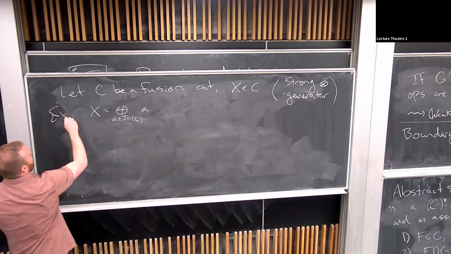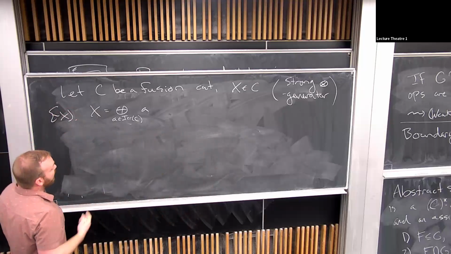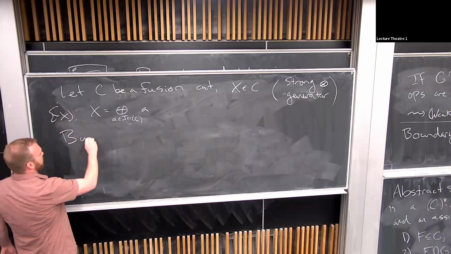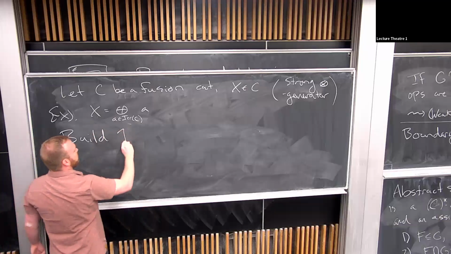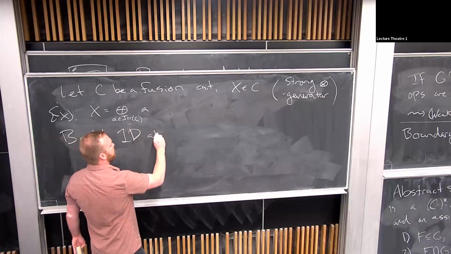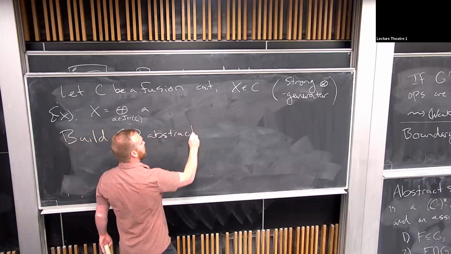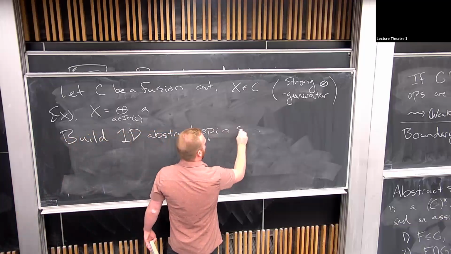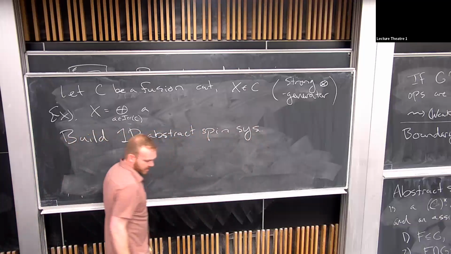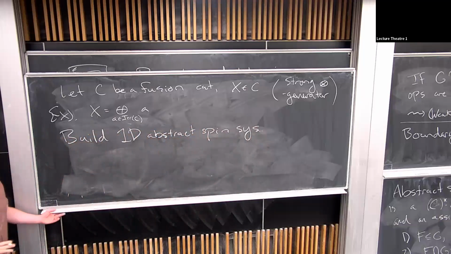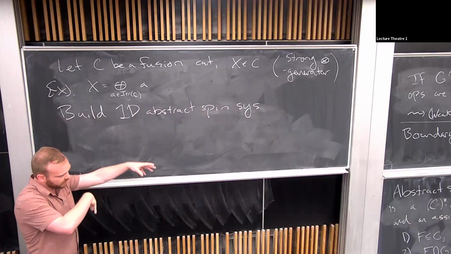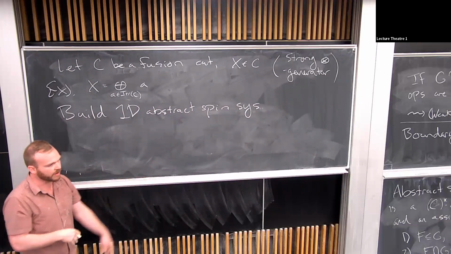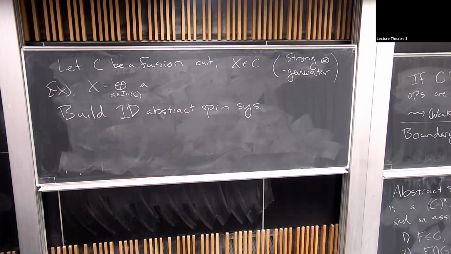So let me just use the same board. Here's an example. We're going to build a 1D net out of this. I didn't tell you, we're going to build an abstract spin system, a 1D abstract spin system. And here's how. Since it's 1D, I'm just going to tell you the algebras that I assign to an interval. And then for any more complicated region that's a union of disjoint intervals, you're just going to take algebras generated by the two different intervals inside a bigger thing.